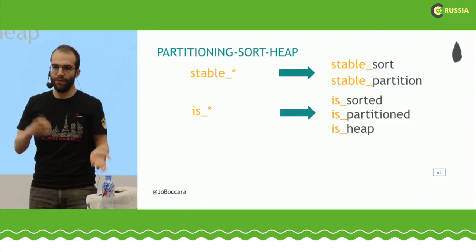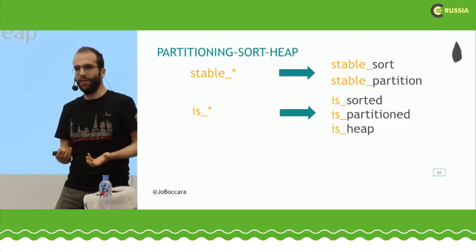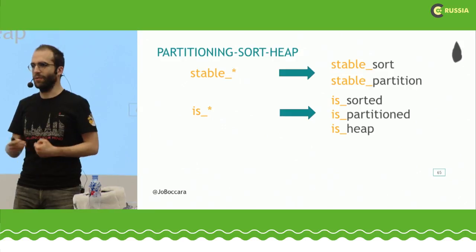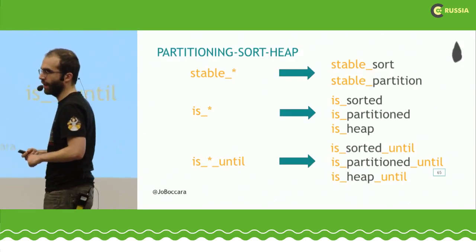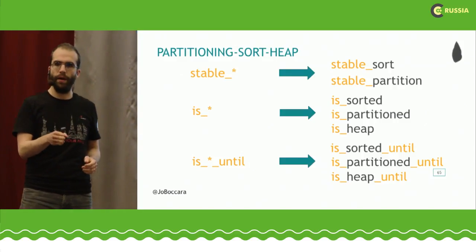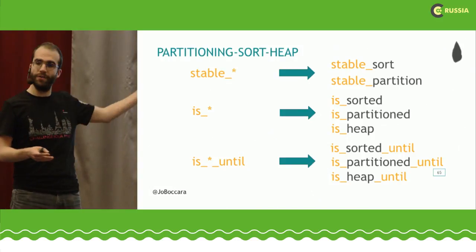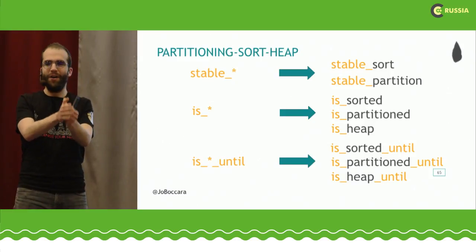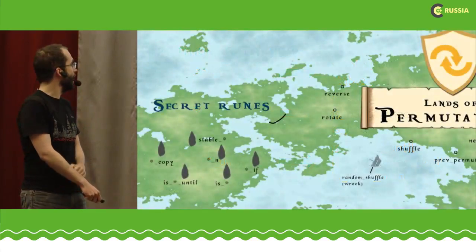Now, we know what sorted means, partition means, heap means. Well, we can check for a collection if it has this property of being sorted. So those return a Boolean. And there's a variation that returns an iterator to locate the first position where a collection is not respecting that property anymore. So is_heap_until returns an iterator that represents the point after which the collection is no longer a heap.